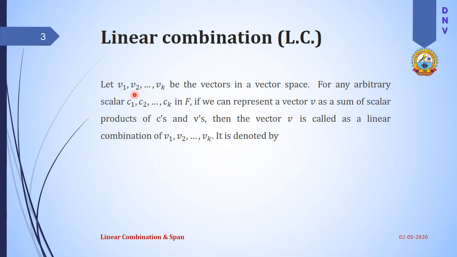If we consider k vectors v1, v2, ..., vk in a vector space, and we have some constants or real numbers c1, c2, ..., ck belonging to the field F, then if we can represent a vector v as a sum of scalar products of the c's and v's, that is c1v1 + c2v2 + c3v3 + ... + ckvk, then the vector v, represented as a sum of scalar products of these vectors, is called a linear combination of such vectors.